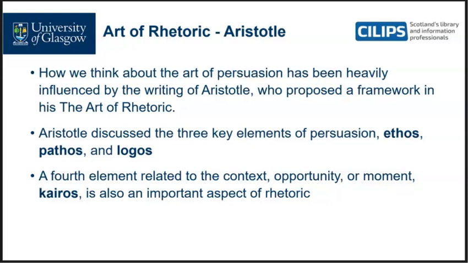Now, how we think about the art of persuasion has been heavily influenced by the writing of Aristotle, who proposed a framework in his The Art of Rhetoric. Aristotle discussed the three key elements of persuasion, which are ethos, pathos, and logos. And a fourth element related to the context can also be added, Kairos, which relates to essentially context, opportunity, or moment.